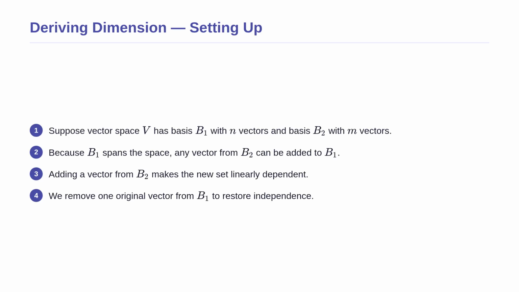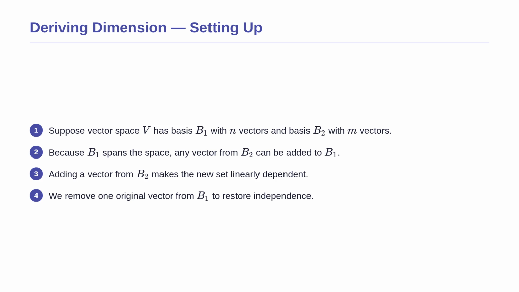Now that we have stated this formula, let us understand where it comes from, by proving why any two bases must have the same number of vectors. We start by supposing we have a vector space V. Let us say we have one basis called B1 containing n vectors and another basis called B2 containing m vectors. Because B1 is a basis, it spans the space. This means every vector in B2 can be written as a combination of the vectors in B1.